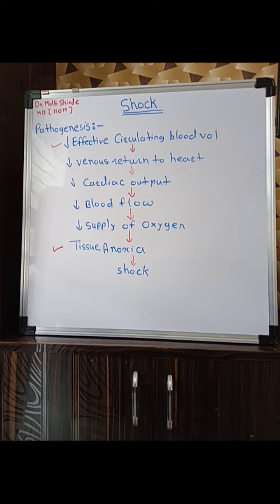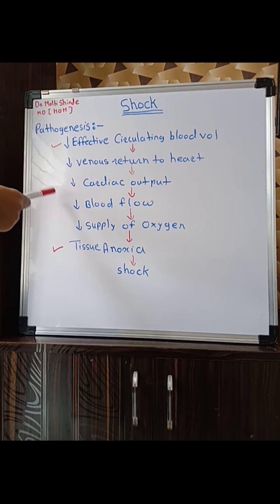and tissue. When the blood volume is decreased, the supply of oxygen to the cells and tissue gets decreased, and when the supply of oxygen gets reduced, that causes tissue anoxia, meaning there is no oxygen supply to the cells. That causes tissue anoxia, that leads to the secretion of many toxins, and those toxins lead to shock. So this is the pathogenesis of shock.